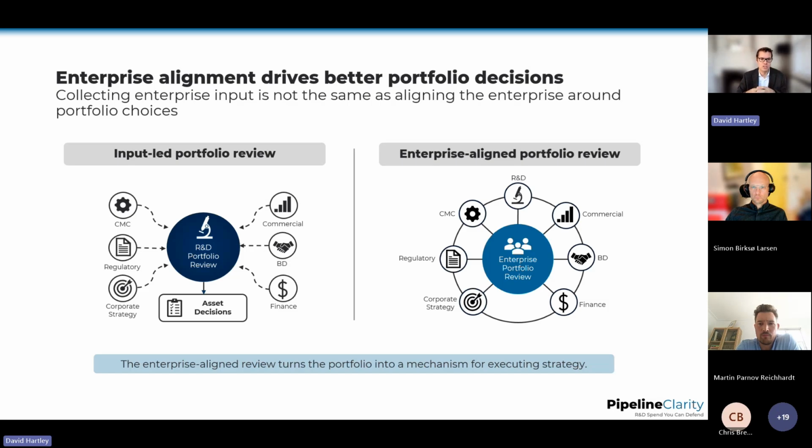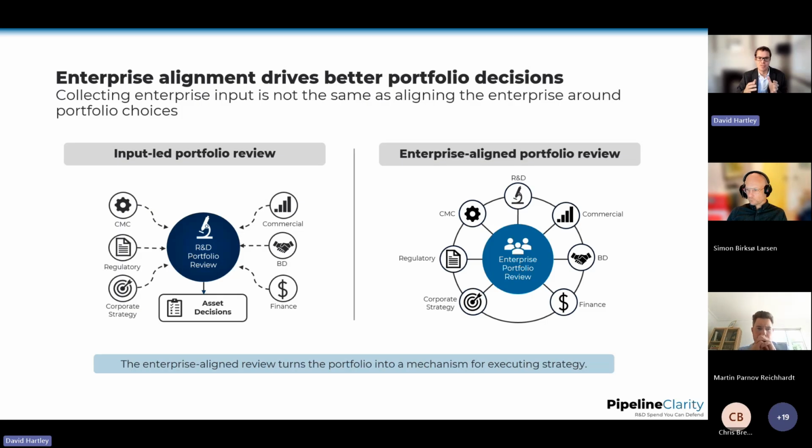And other functions, such as CMC, commercial, BD, regulatory, whoever it might be, provide input into that forum, but typically that's in the form of inputs into an ENPV model or into models like that. And that all feeds into the portfolio review.